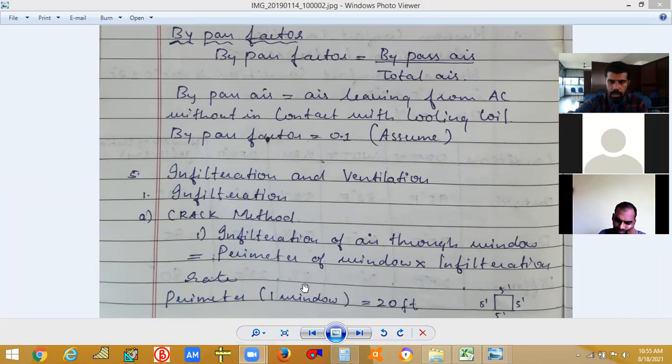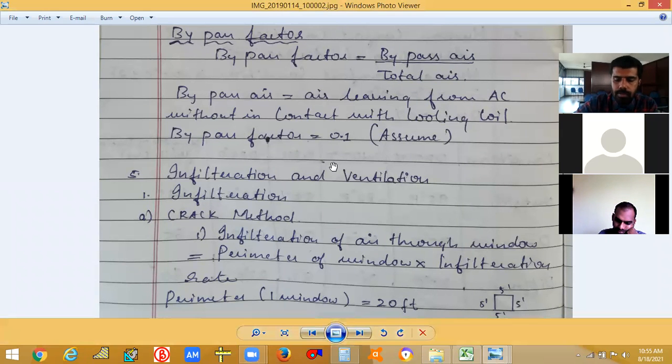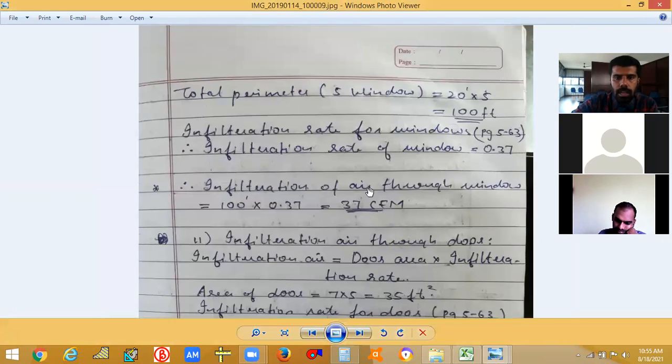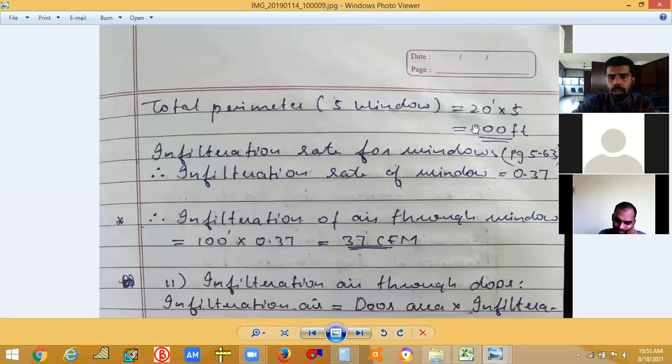So here you just write: perimeter for 5 windows is equal to 5 into 20, 100 feet. Infiltration rate for window is equal to 0.37. So the infiltration of air through window is equal to 100 into 0.37, equal to 37 CFM. That is the infiltration through window. Mainly the infiltration will be coming through the windows and doors, the openings. So 37 is our infiltration rate through window.